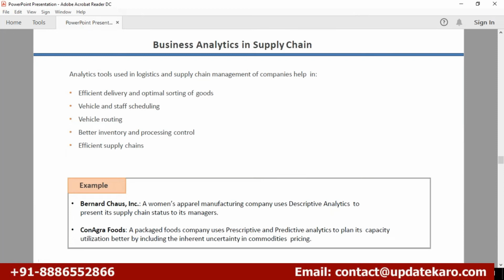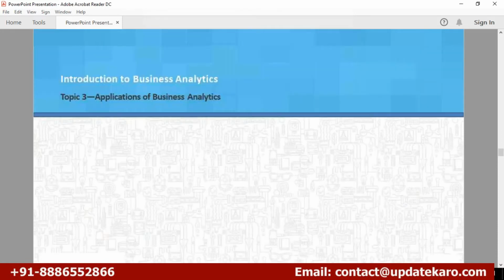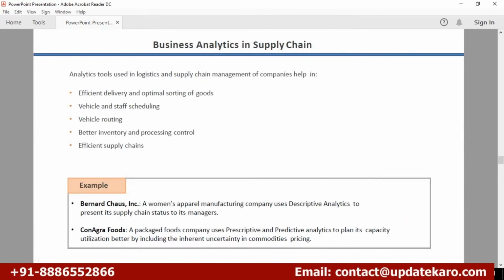Now we'll see business analytics in different areas. Applications of business analytics, right? First one is business analytics in supply chain. Can anybody tell me what a supply chain is? Where do we use this word? Have you ever heard of this one?